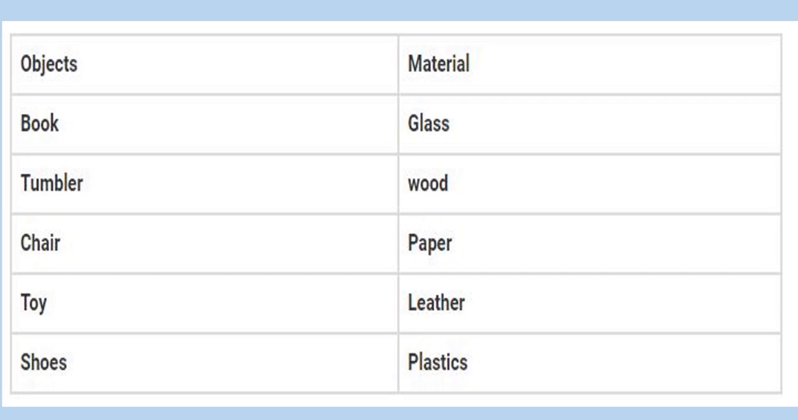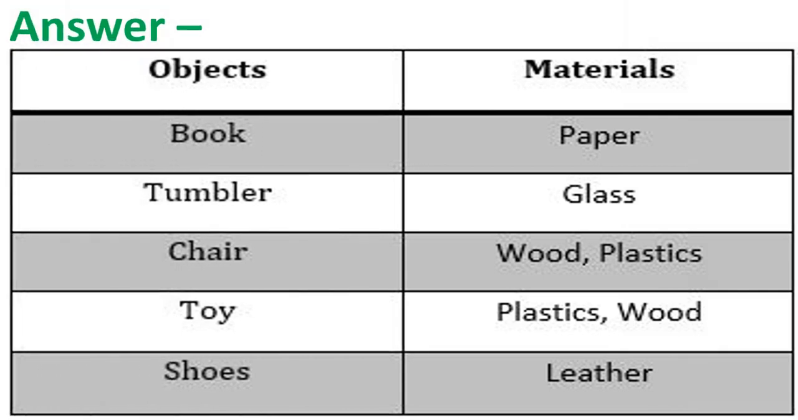This is the table which is given in the question. In one column, it lists down the objects. In the other one, we have materials. Answer. Let's check all of the materials and objects one by one, starting with the first object, book. We all know it is made up of paper. Second object is tumbler. Yes, it is made up of glass.